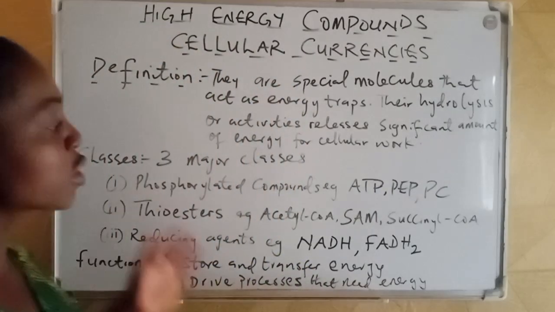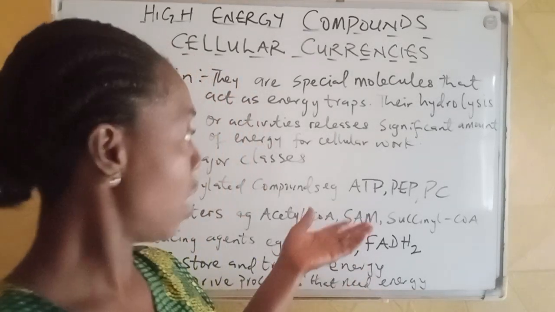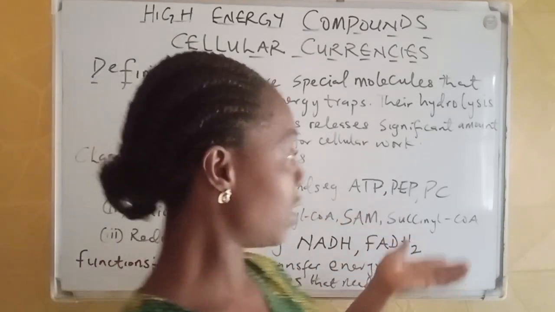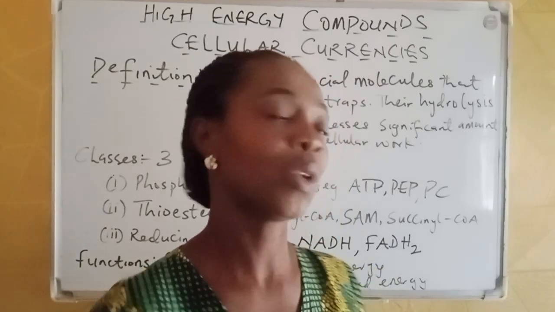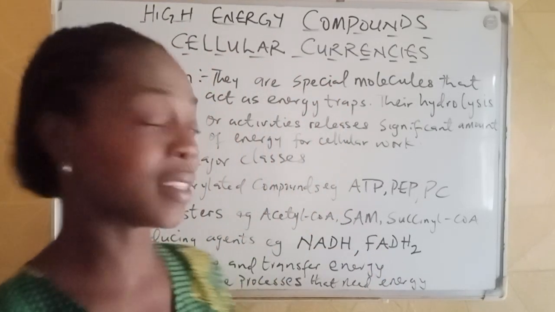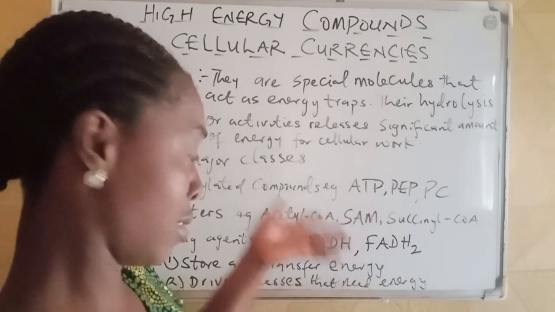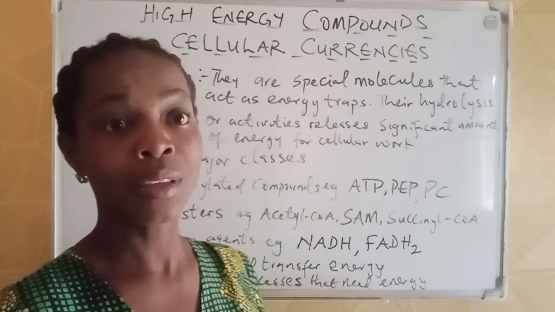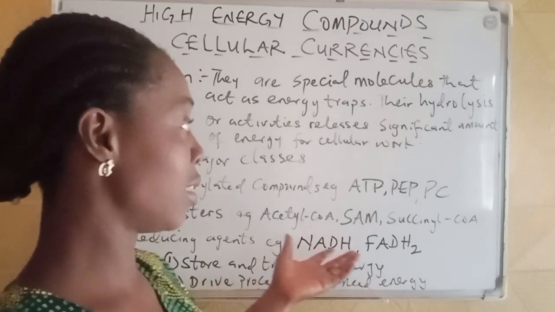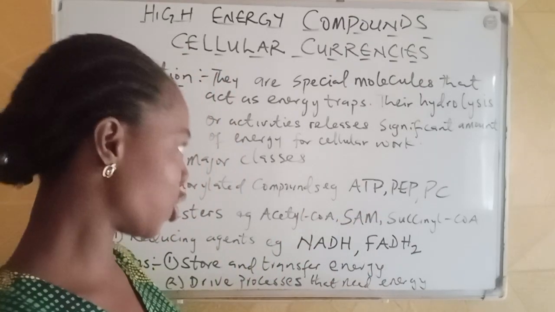Number one will be phosphorylated compounds, high energy phosphorylated compounds like ATP, PEP, and PC. What are these? These special molecules contain energy-rich phosphate bonds. ATP is the most popular among them since it partakes in almost all chemical reactions that require energy.